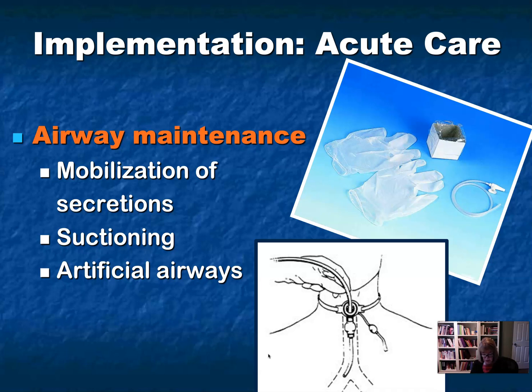Nasal suctioning is preferred over oral because think about someone just sticking a tube in the back of your throat. There's less gagging involved if we go nasally and go on down. So that can be helpful. Orotracheal and nasotracheal suctioning are used when people can't manage secretions or cough. And so that's important for us.